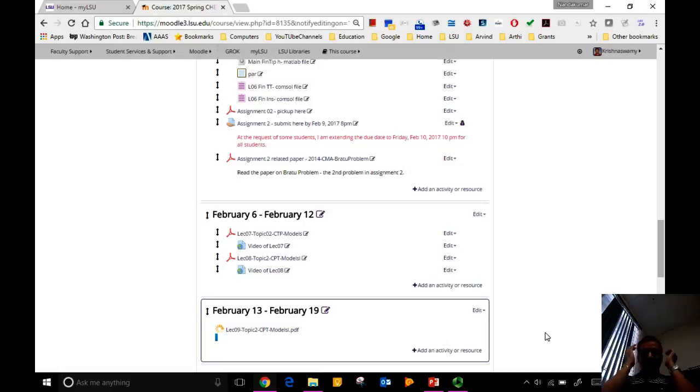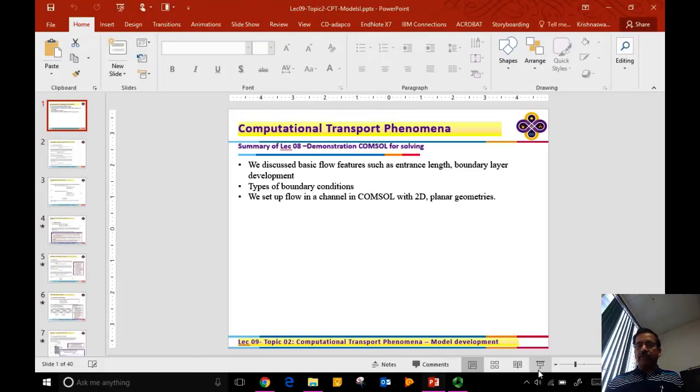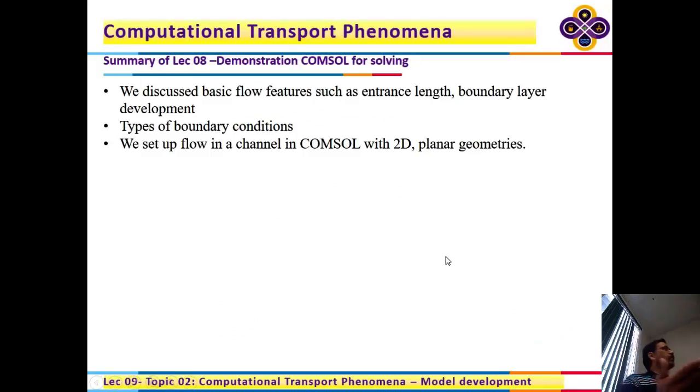But from what I remember, last lecture, we looked at the Navier-Stokes equation and how we solved it using COMSOL. For channel flow, we looked at concepts of entry length and boundary layer development. And then we moved on to various types of boundary conditions and started playing with COMSOL to set up problems. And the so-called laminar flow in two-dimensional channels.